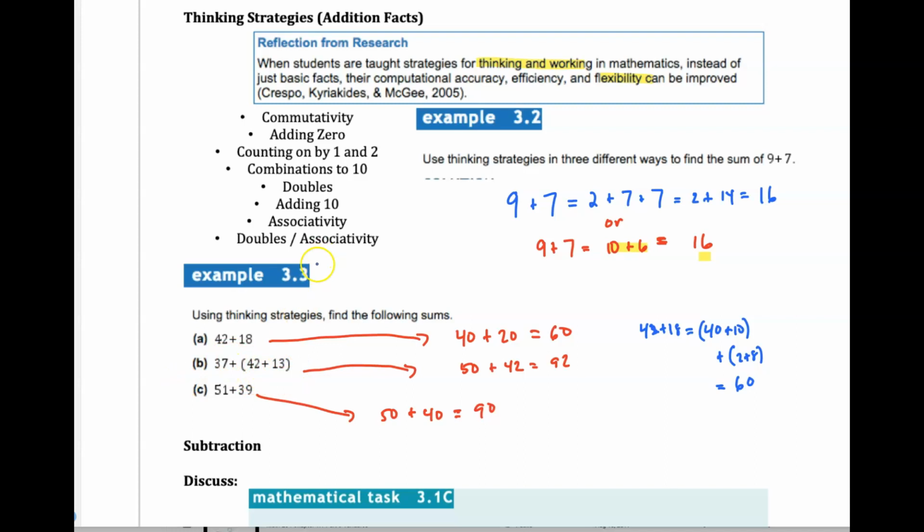Again, from our associativity, you can basically put those together. When you do that, I get 50. 50 plus 42 is 92. And again, I challenge you to look at other ways to do this.